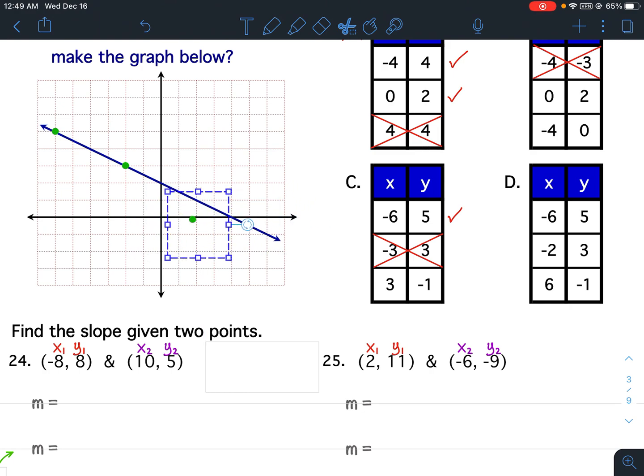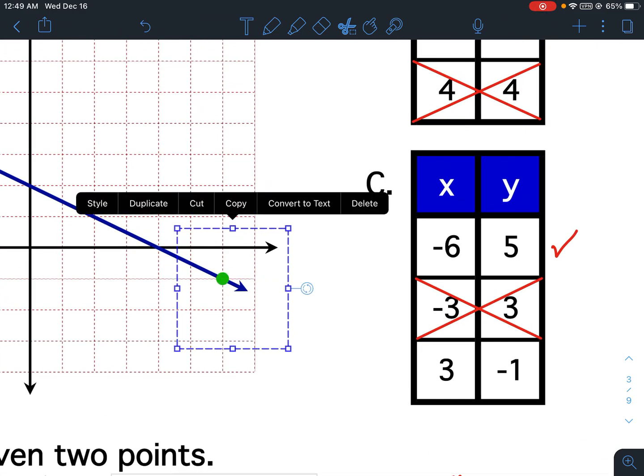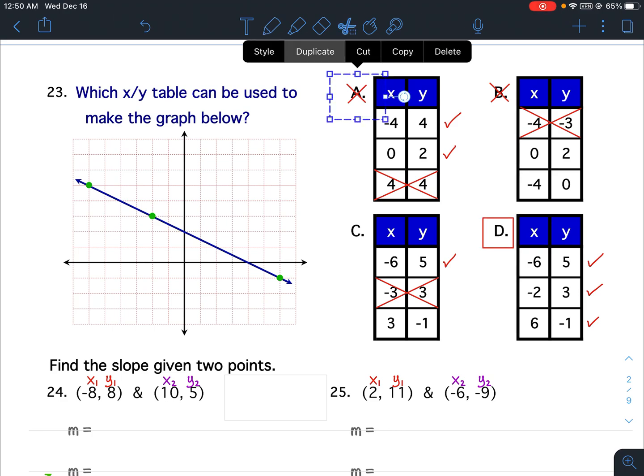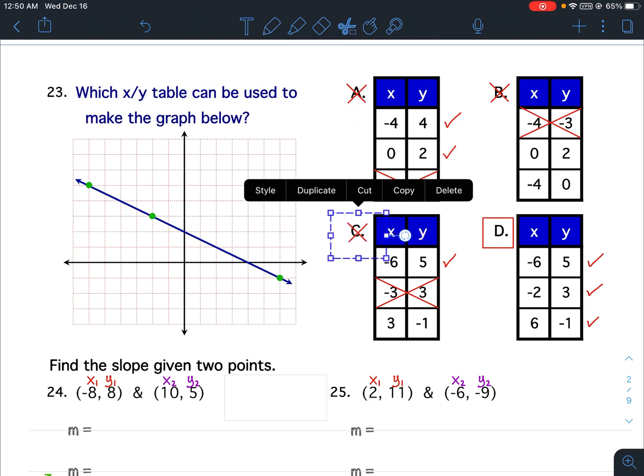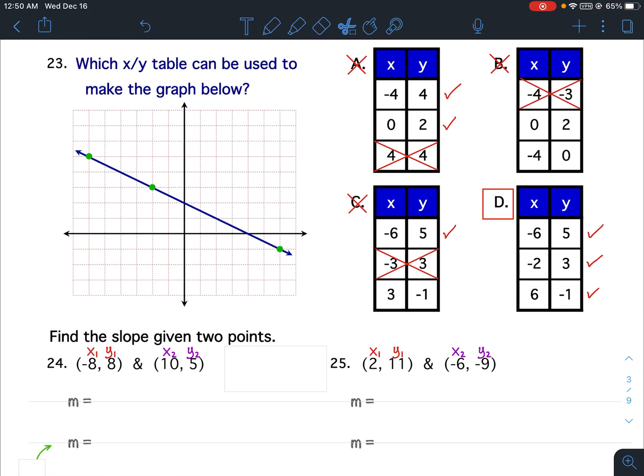6, -1. 1, 2, 3, 4, 5, 6, -1. And that point does fall on the graph. So put check marks beside each of these. And D is our answer. So find the XY table where all 3 points fall on the line. And in this case, it is D.